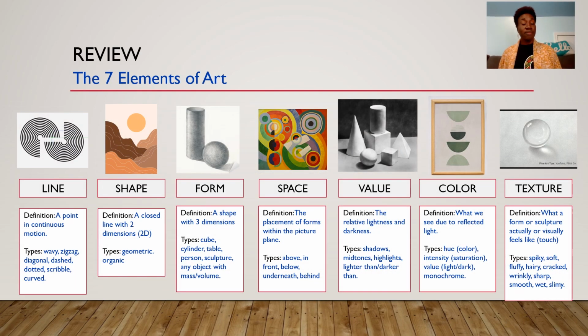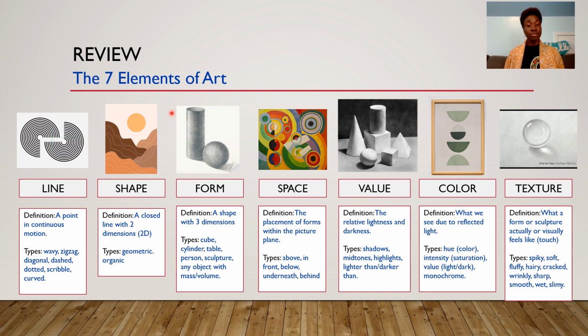Here is a review of all the 7 elements of art using my circle. Here's the line, where you have it used a curved line, and it's a point in continuous motion. So you take this point and you put it in motion. Then you have the shape, which is 2D, and it goes up and down for the height and left to right for the width. So this is a 2D image of the sun and the mountains. The sun is geometric and the mountains are organic.